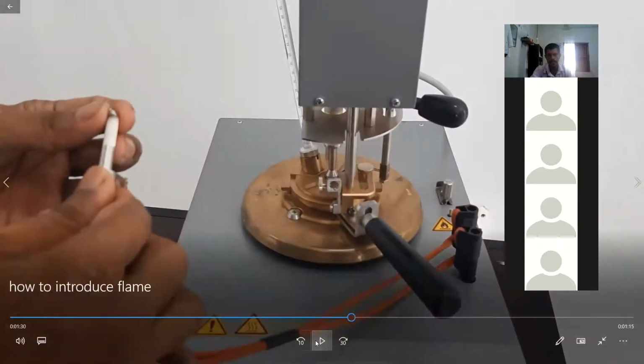Now I have to fix the electric heater, right? There's a holder to hold the electric heater. So this is the electric heater. There will be a flame right here if we switch on the electric heater. Then after mixing, we can introduce the flame into the sample.